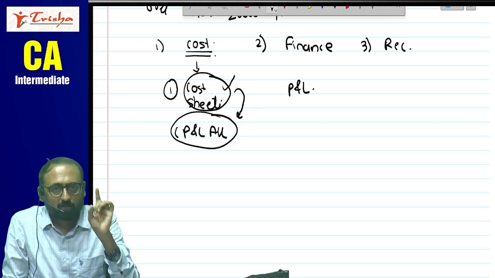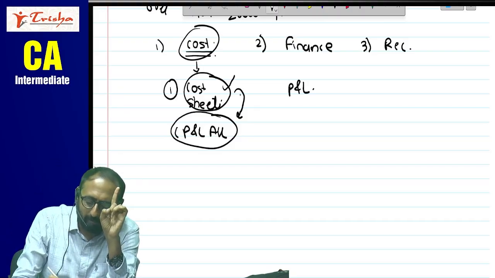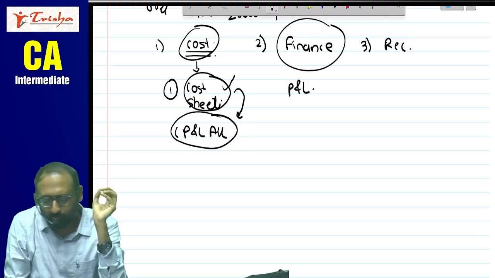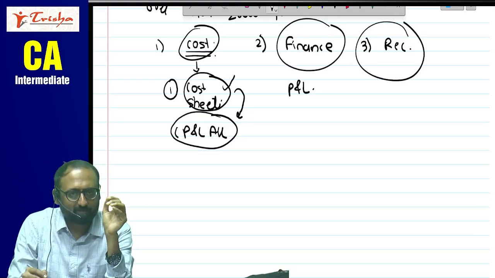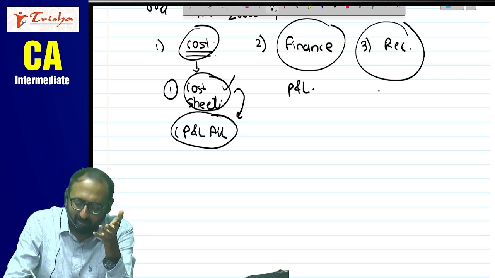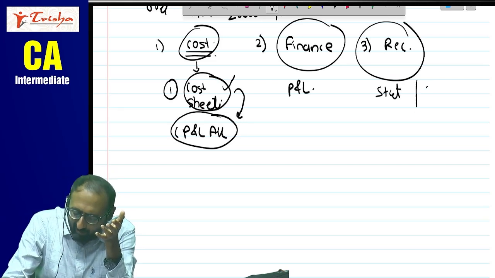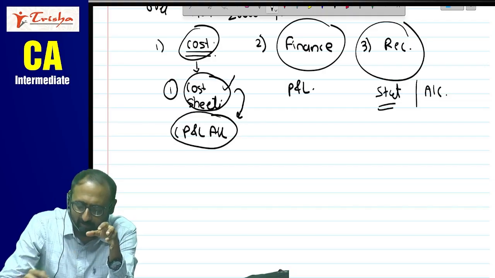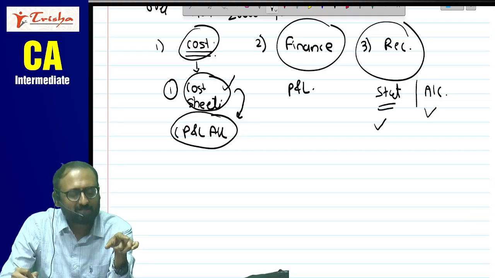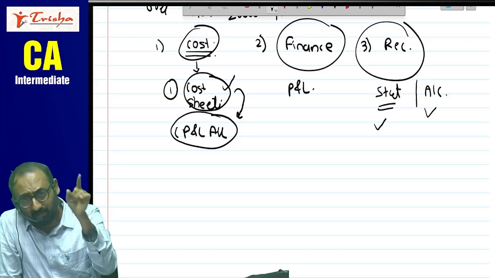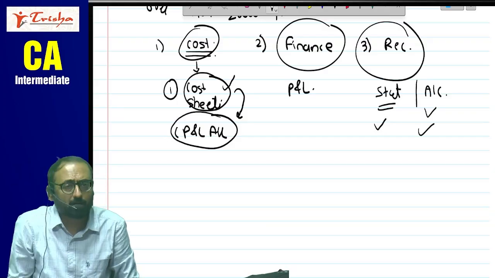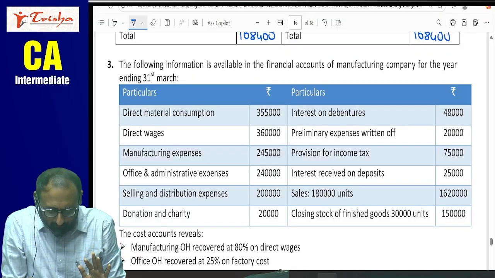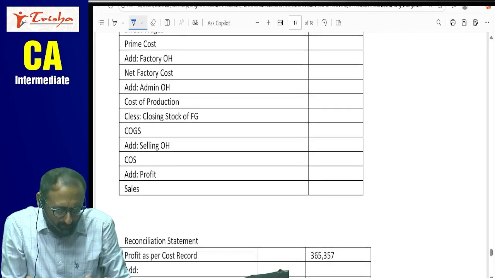So, for finding the costing profit, you'll have to prepare the cost sheet. For financial profit, you'll write the P&L account. And for reconciliation, there are two methods as I told you: reconciliation statement or reconciliation account. If the question says reconcile statement, prepare a statement. If it asks to prepare a memorandum reconciliation account, then you will prepare an account. So let's read the next question. Everyone please read the next question.